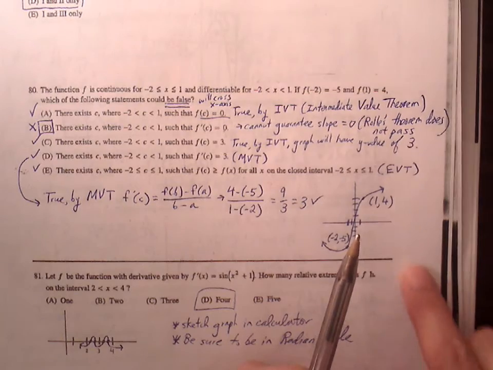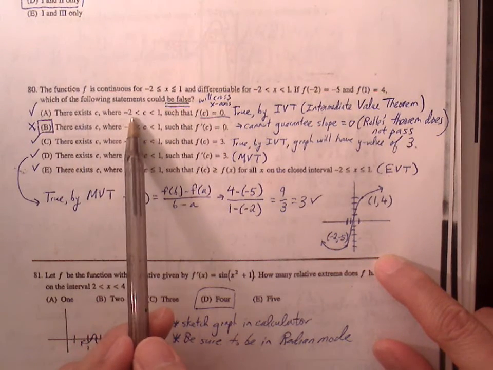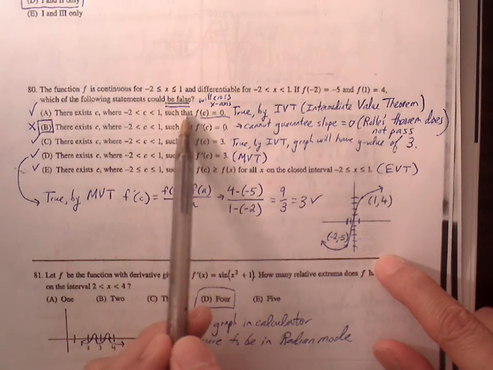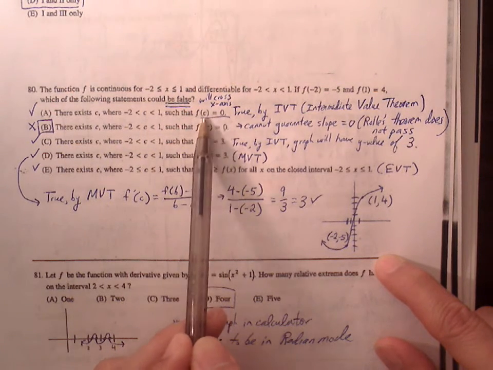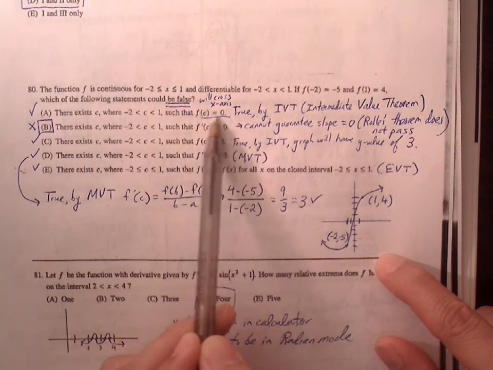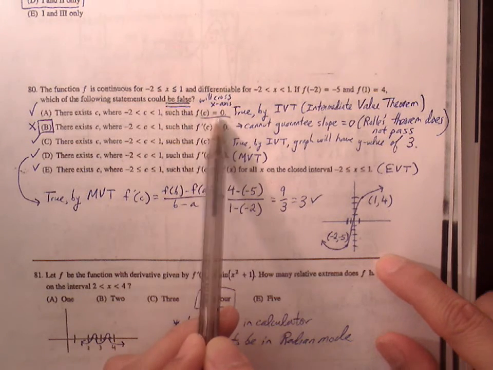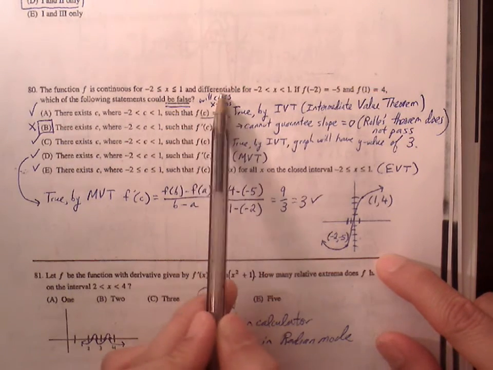Okay, so let's look at each of the options here. There exists a c between -2 and 1 such that f of c is equal to 0. So f of c equal to 0 means that the graph has to cross the x-axis at some point, right? The y value has to be equal to 0. And this is true because we know the graph is continuous and differentiable.